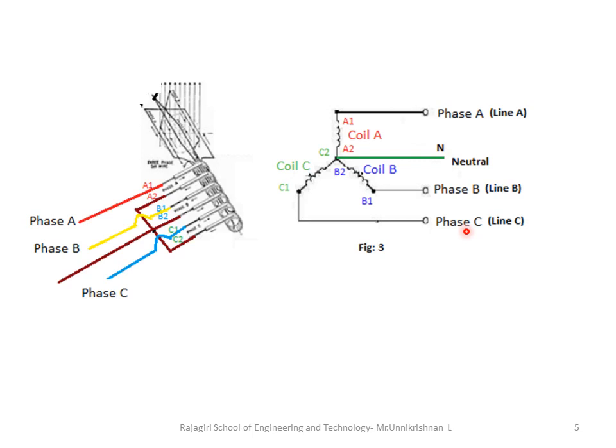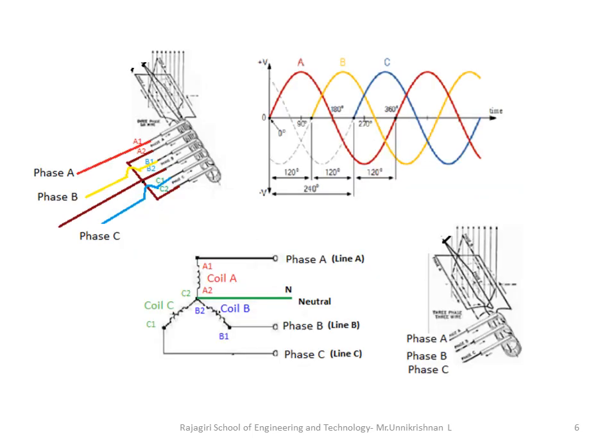Now, can you compare this figure with this one? What is the difference? Actually, the first figure has 6 slip rings and the next figure has only 3 slip rings. So how can you convert from the 6 slip rings into a 3 slip ring device?